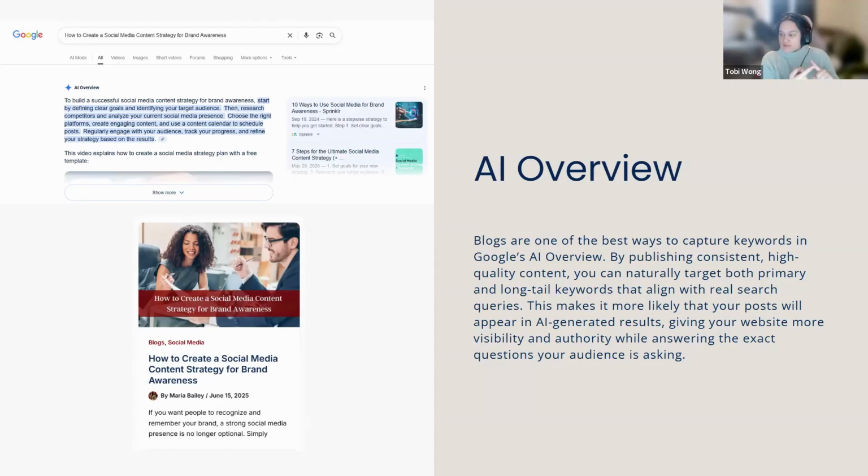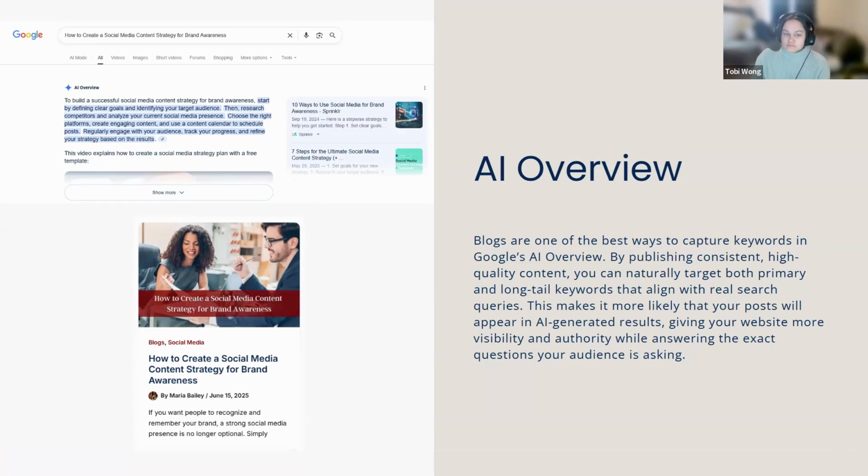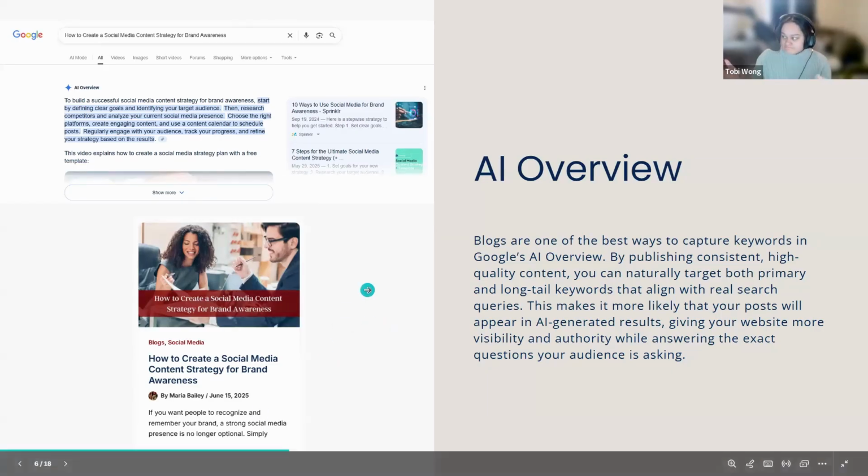Because one, we can make the whole topic of a blog about it. And two, it'll help us capture the AI overview, being seen by the right audience in the AI overview on Google. And of course, there's other search engines as well, but I'd be comfortable saying 90% of the world uses Google.